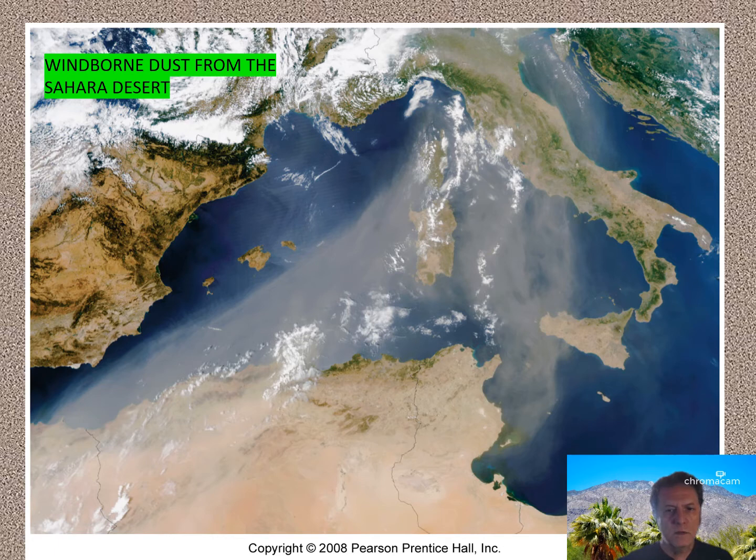When we have extensive erosion from wind, we can often see it from satellites. This is windborne dust blowing off the Sahara Desert all the way across the Mediterranean, over the island of Corsica, I believe that's correct, I hope, and over the peninsula of Italy.